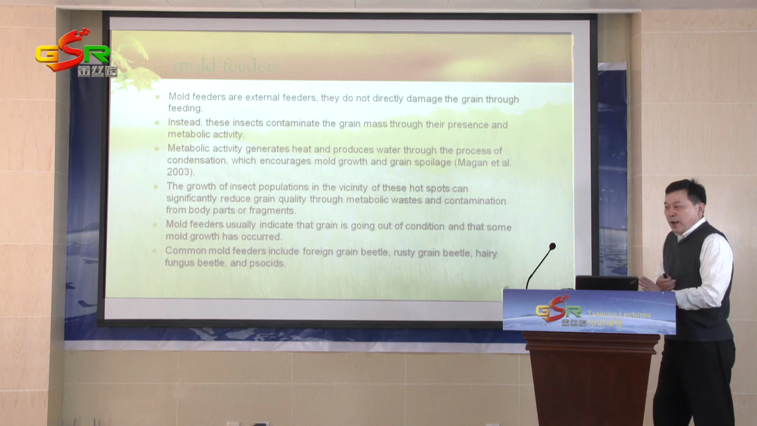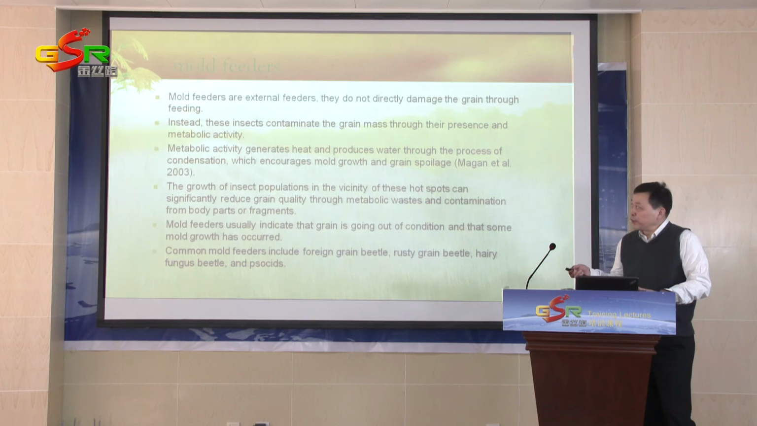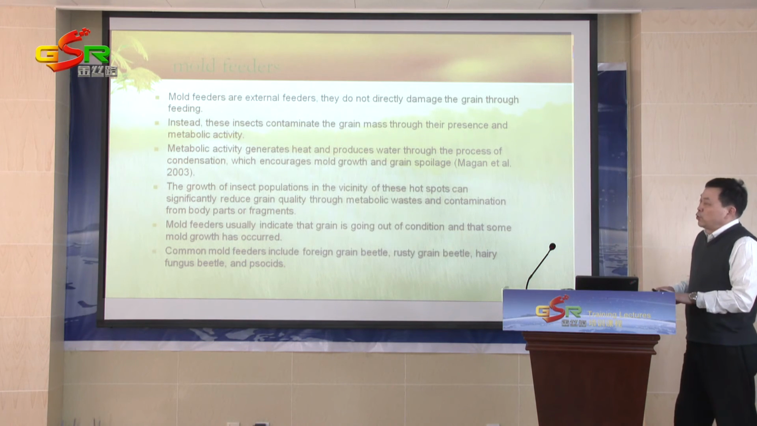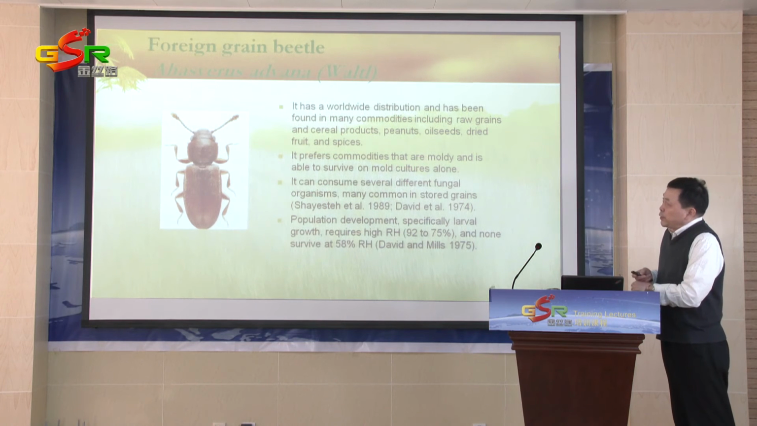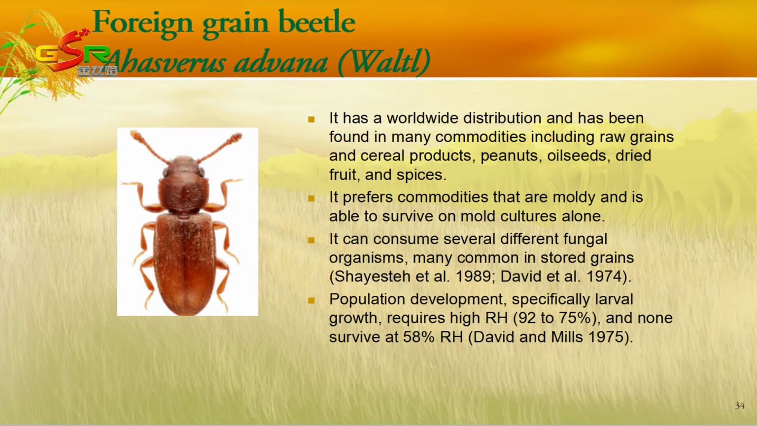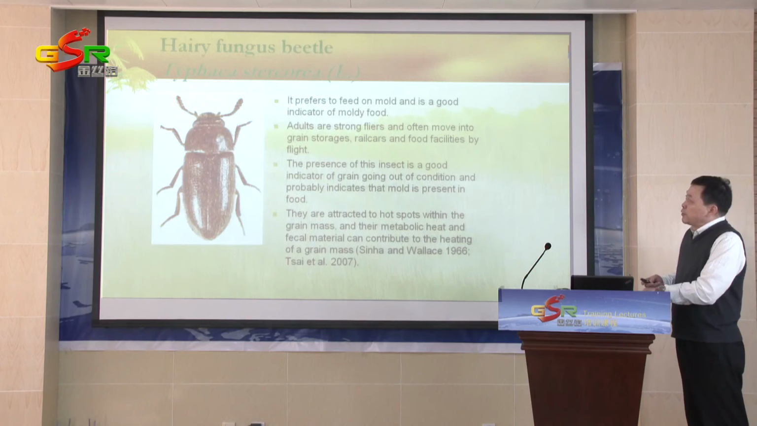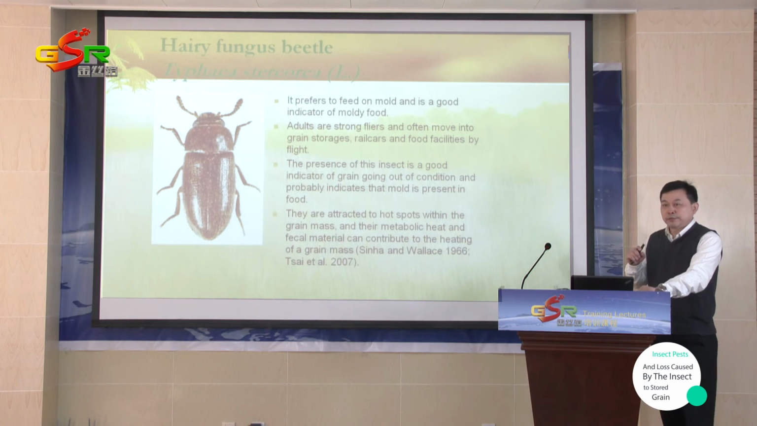If the grain has a high level of moisture content, some mold will become active. Mold activity creates a good condition for the mold feeders. So we can get an indication of the insect species. If some mold feeders are found in the grain mass, it means the stored grain is in an unstable storage condition. Foreign green beetle is one species of the mold feeder. It is easily found in stored corn. The higher fungi beetles can be found in cereals with a higher level of moisture content, including wheat and paddy rice.